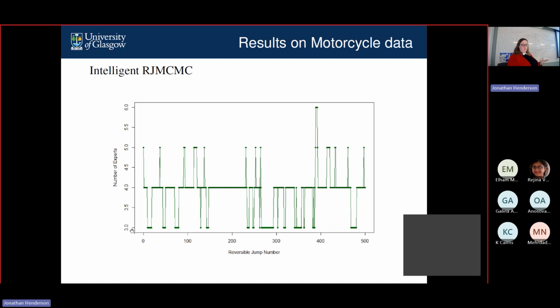So we have 500 randomly proposed splits and merges. So we initially start by going from four up to five, then dropping, then staying at four for a while, then dropping to three and so on. So this is what it looks like. It does not look like your hairy caterpillar, but that's not entirely surprising for this.